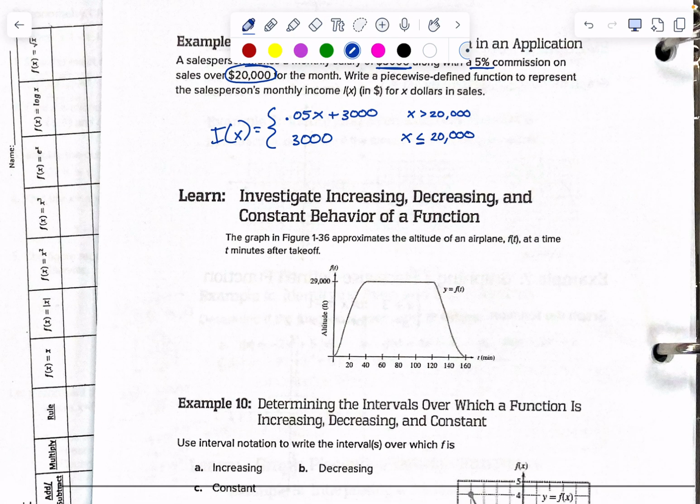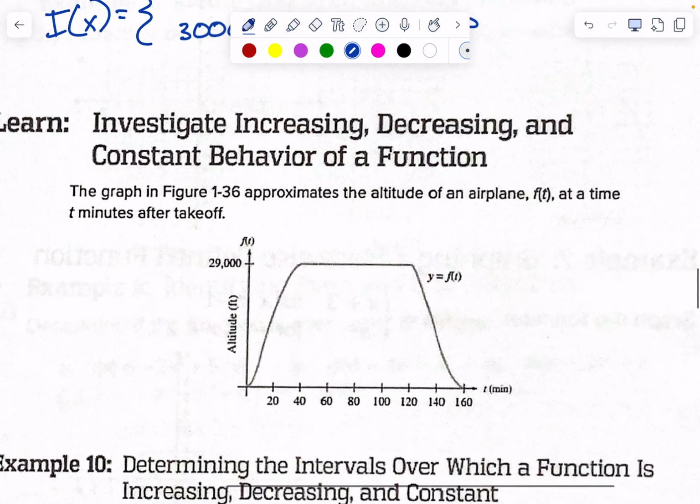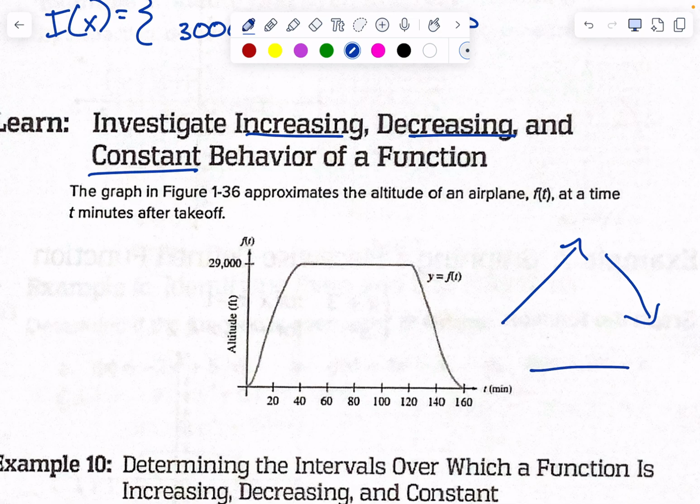Have we done increasing, decreasing, constant yet? All right. Next thing, increasing, decreasing, constant. Increasing is going up from left to right. Decreasing is going down from left to right. Constant is staying the same.